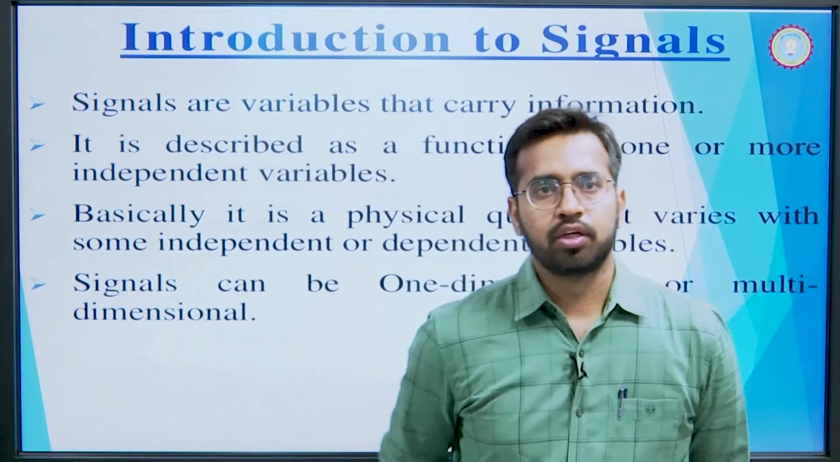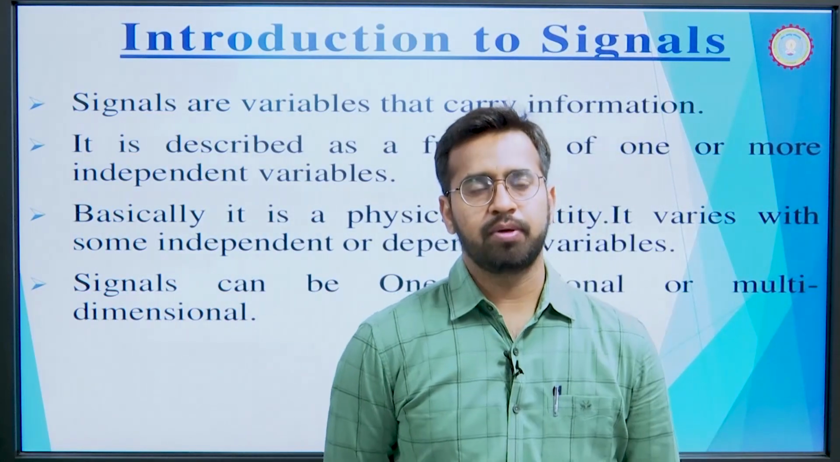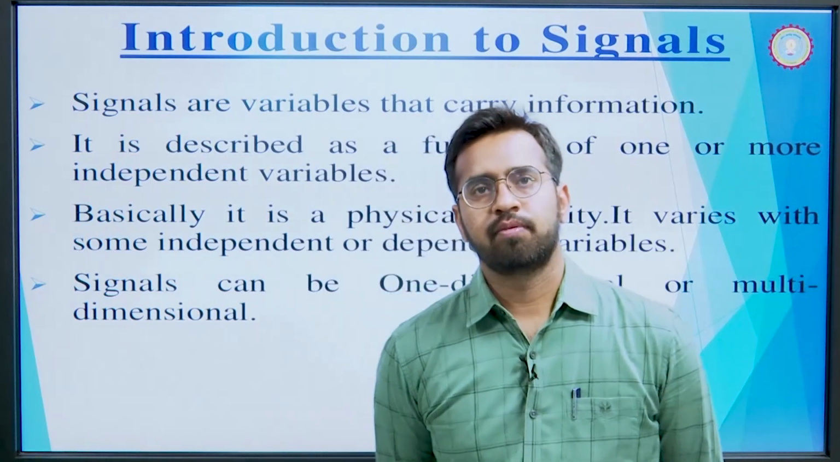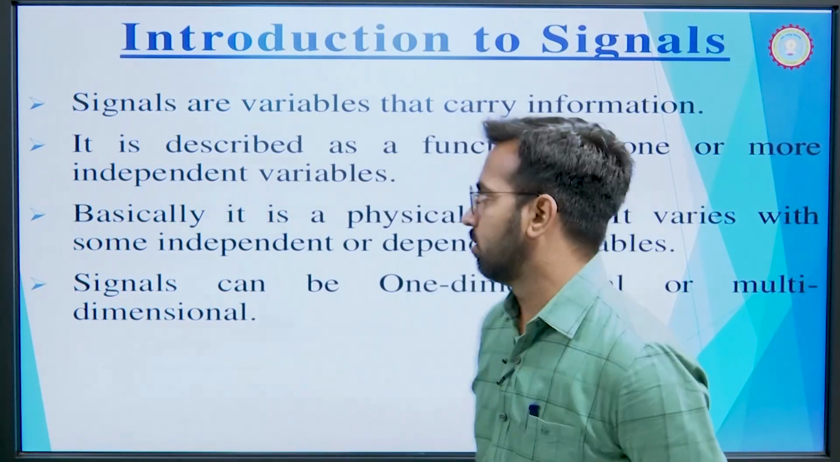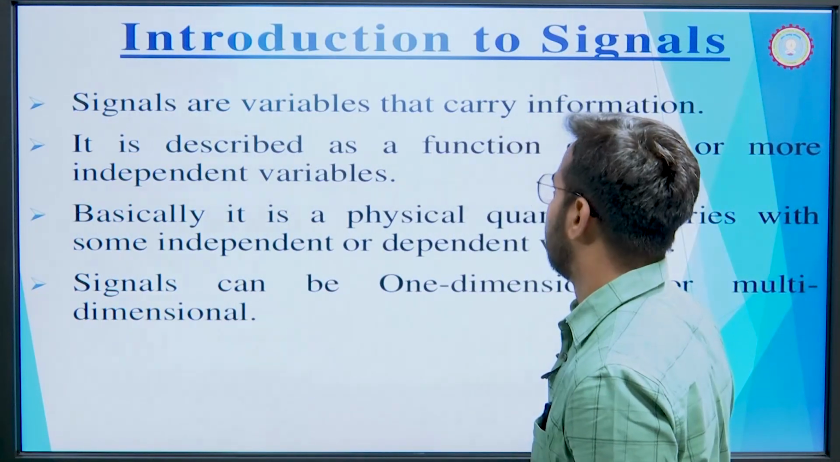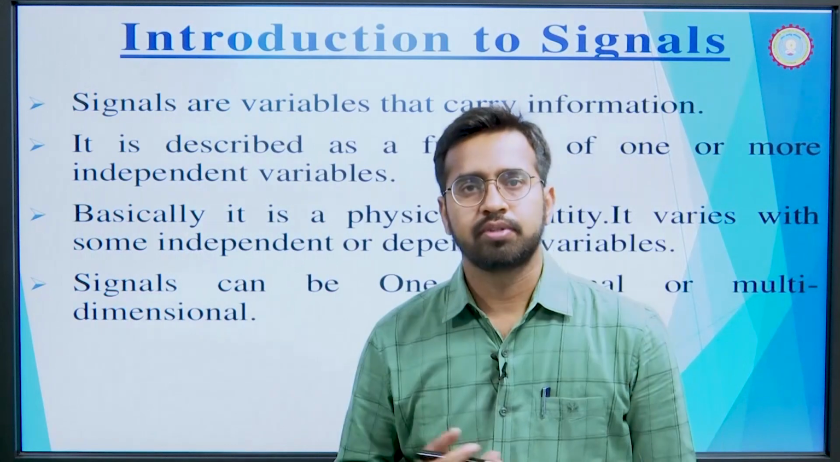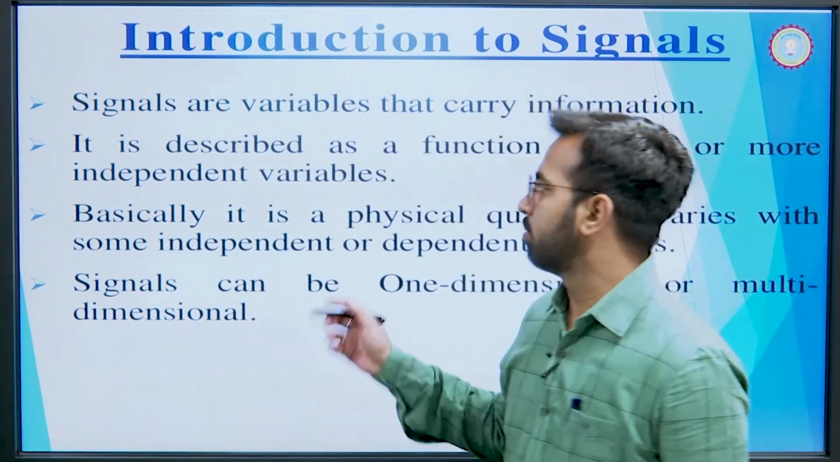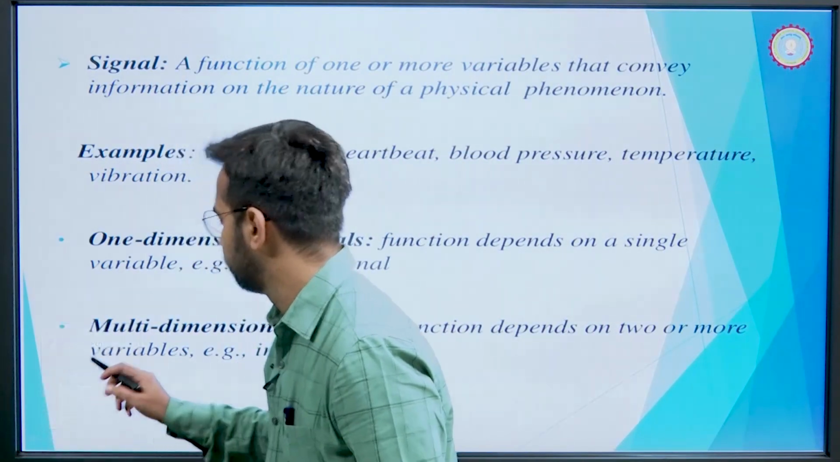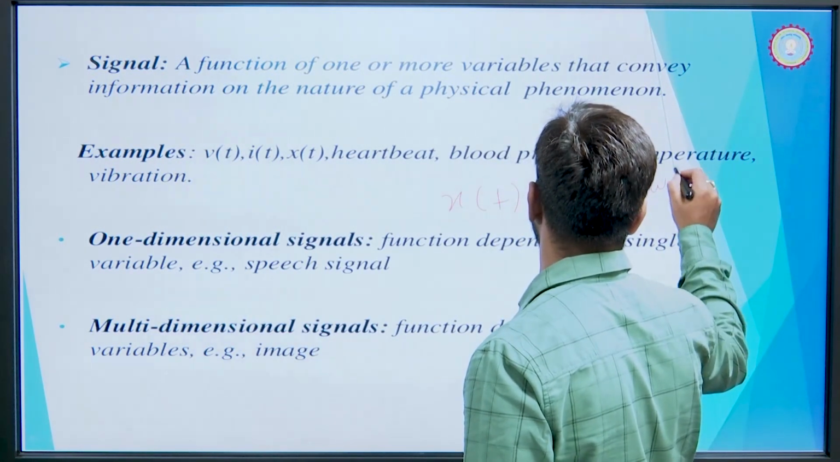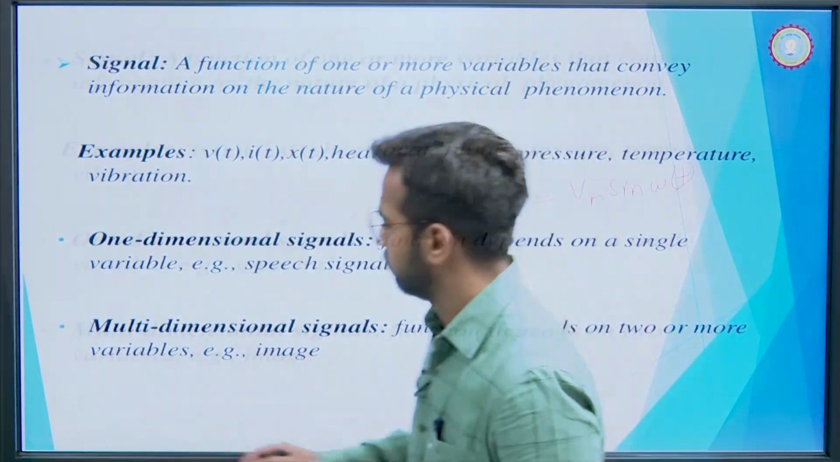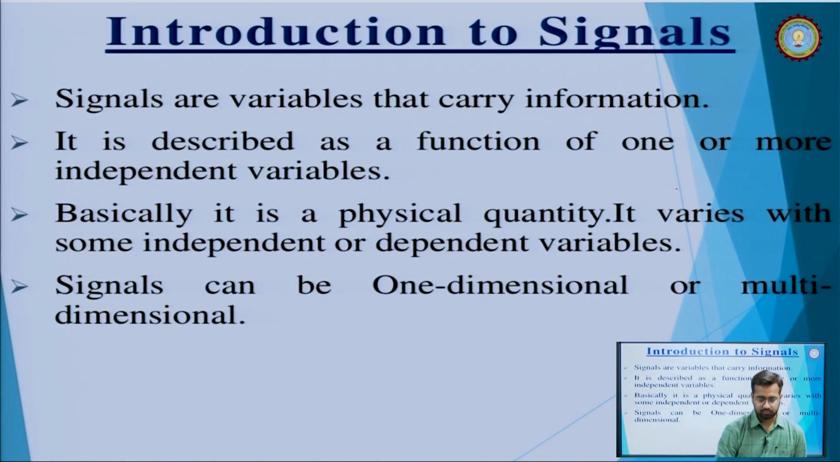So, let us see. First of all, what do you mean by signal? As we have discussed, signals are variables that carry information, that means anything that carries information can be called a signal, and how we can describe it. Suppose I am saying our input is a sinusoidal signal, so a signal is basically of this form. It is described as a function of one or more independent variables.